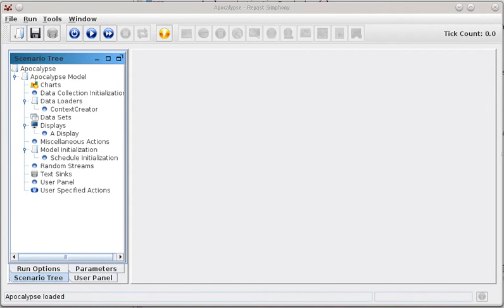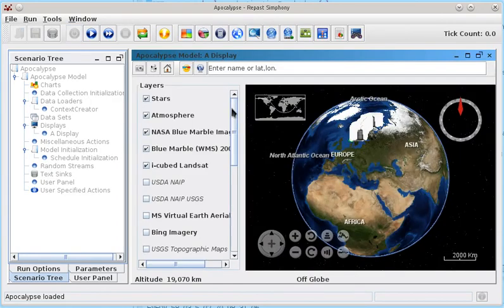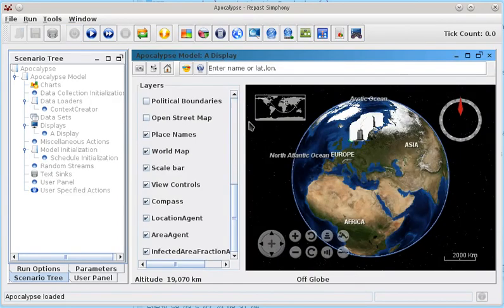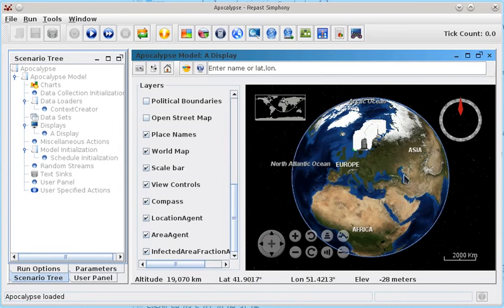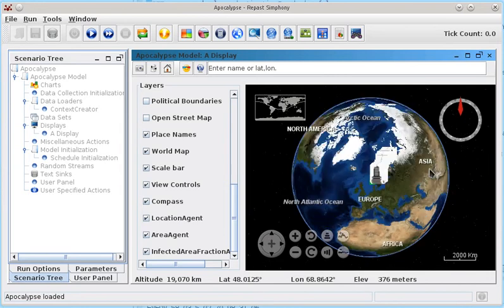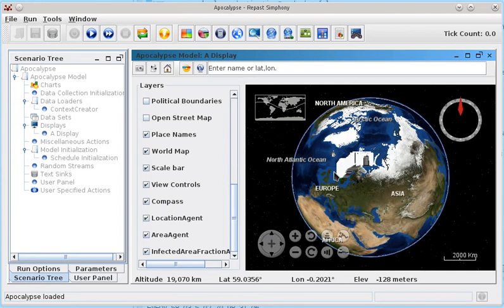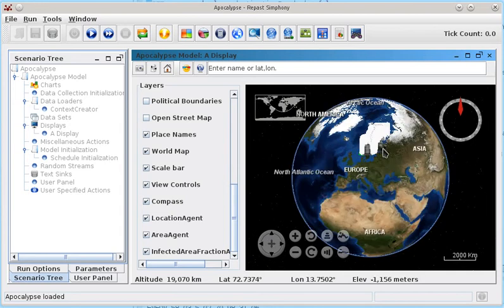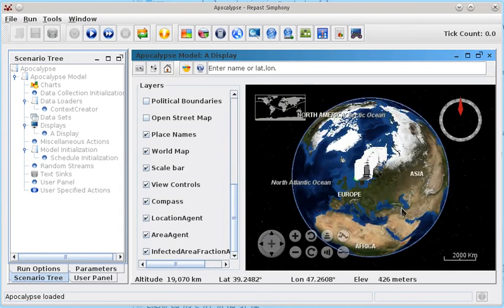And here we can see the simulation built in Eclipse. We can initialize it. It takes a while because there are some calculations involved. Okay, now here we have a GIS projection of the entire globe. It's one of the NASA libraries used.